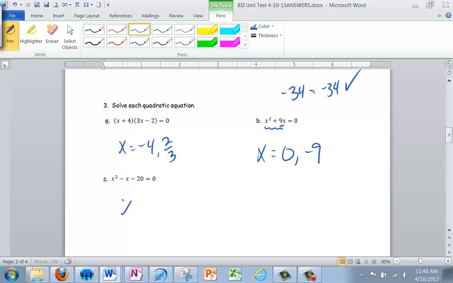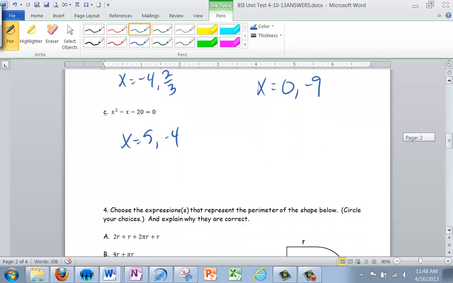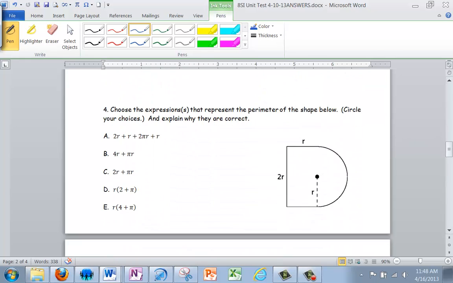This one factors very nicely, so x would be 5 and negative 4. Check very carefully that you can factor those, my friends. Okay, this one was interesting.